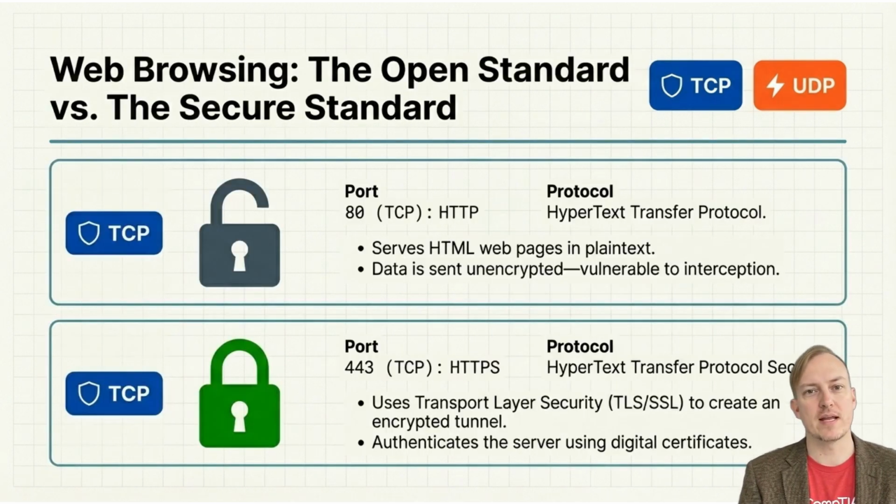Also in District 1 is web browsing, where we have an open standard and a secure standard. Port 80 uses TCP for HTTP, the Hypertext Transfer Protocol. It serves up HTML web pages in plaintext, meaning the data is completely unencrypted and highly vulnerable to interception. The secure standard is port 443, using TCP for HTTPS. This uses transport layer security to create a fully encrypted tunnel and authenticates the web server using digital certificates.